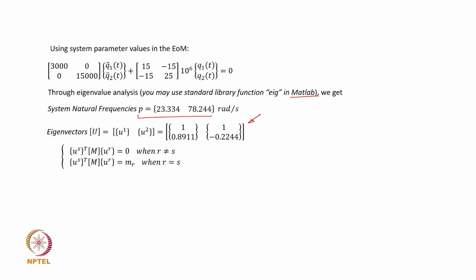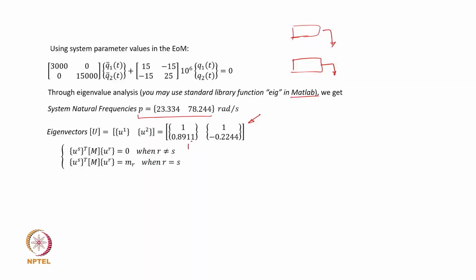So, what basically it shows is that if the mass of the anvil moves by 1 unit, the mass of the base will move by 0.89 units. That is in the first mode, both of them moving in the same direction. So this is your first mode, and that is the first eigenvector. In the second mode, when the anvil moves down by 1 unit, the base moves up by 0.224 units. Okay.